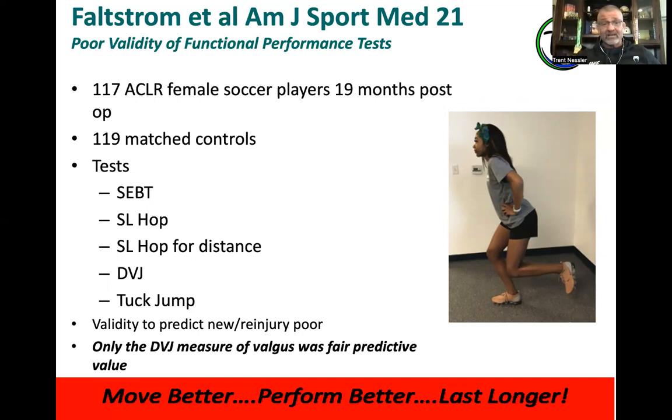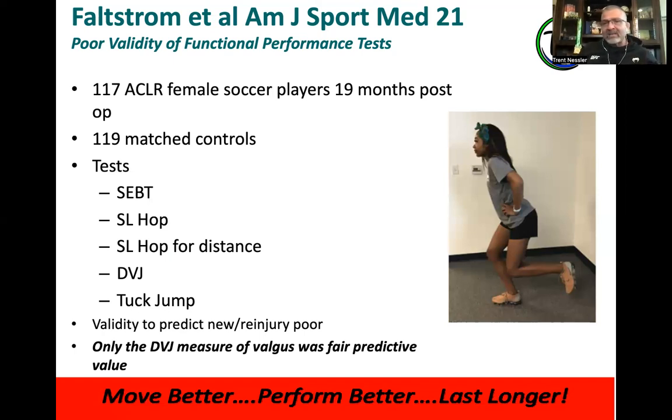That being said, studies show that they are not very predictive for new injury or for re-injury. So there is a poor validity to those tests. And those are the primary tests that we use for return to play. So we still use those for return to play. We still use that battery of tests for return to play. And yet the studies keep showing us that they are not predictive as far as new injuries or re-injury.